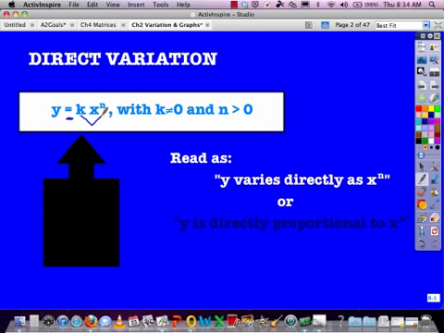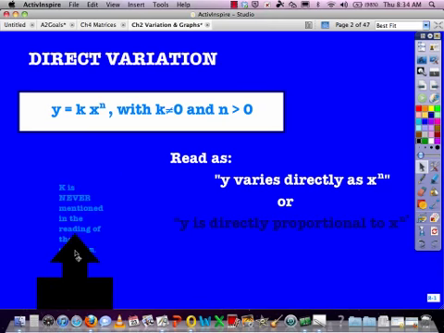Now, that k value is called the constant of the variation. It will stay the same as long as you're on a consistent problem. If you switch around and do different variation problems, that k value is going to change. K does not have a maximum or minimum. It sort of depends upon the values being used. It does have one qualification here.